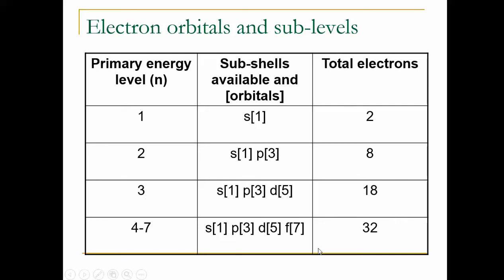Once we get to the fourth primary energy level, we get to what we call the f sublevel, which has 7 orbitals. If you add all that up, there are 16 possible orbitals. Once you get to energy levels 4 and above, that's 32 electrons.